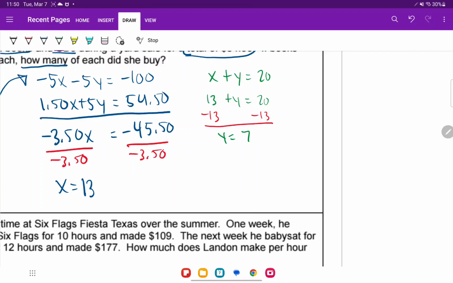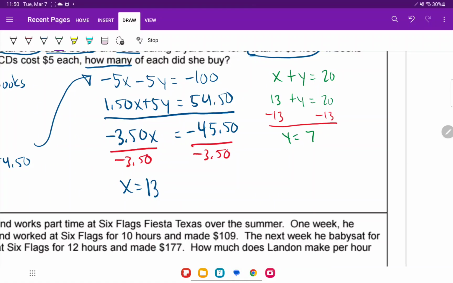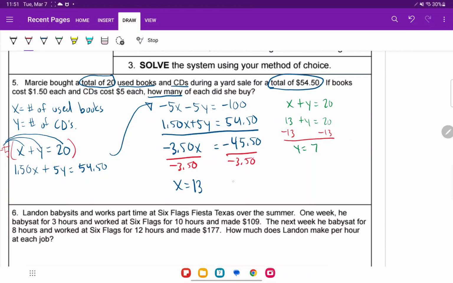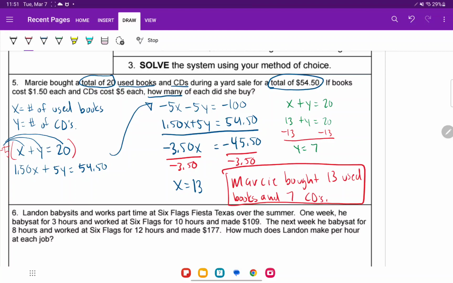So you have a coordinate point of 13, 7, but the question asks, how many of each did she buy? So let's write a sentence here. I'll write it in red. Marcy bought 13 used books and 7 CDs. And there's my answer. So the 13 was the number of used books, so that's x. And y is the number of CDs, which was 7.